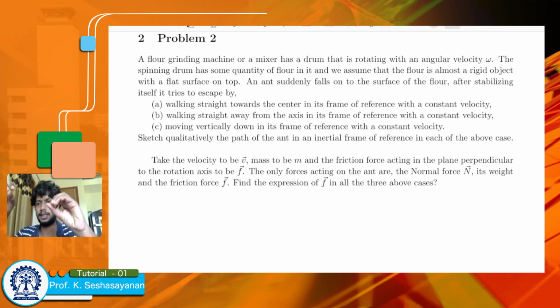So the ant falls on top of some flour grinding machine or a mixer and then tries to walk towards the center. And that is part A. Part B, it tries to walk away from the center in this frame of reference. And part C, it moves vertically downwards. So these are the frames of reference with respect to the ant. So this is the rotating frame of reference. And the question now is to sketch qualitatively the path of the ant in an inertial frame of reference in each of the above cases.